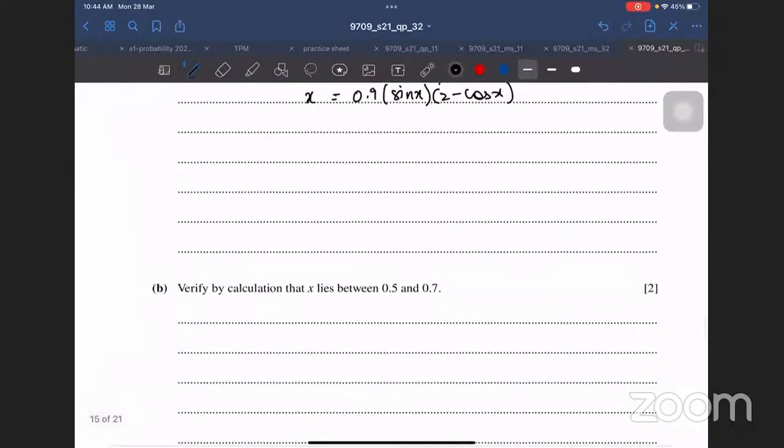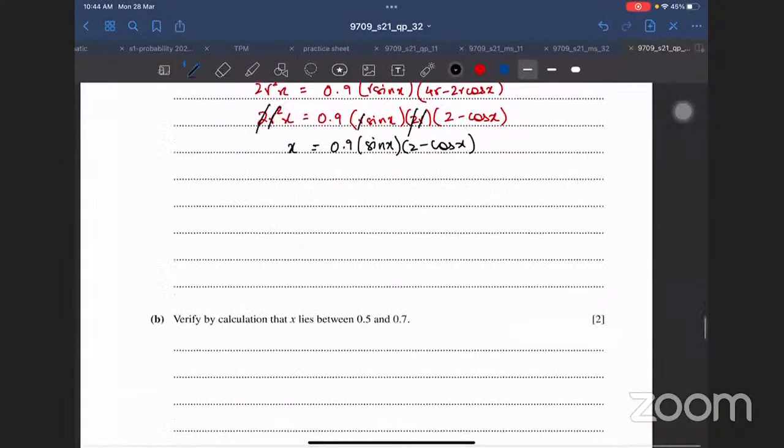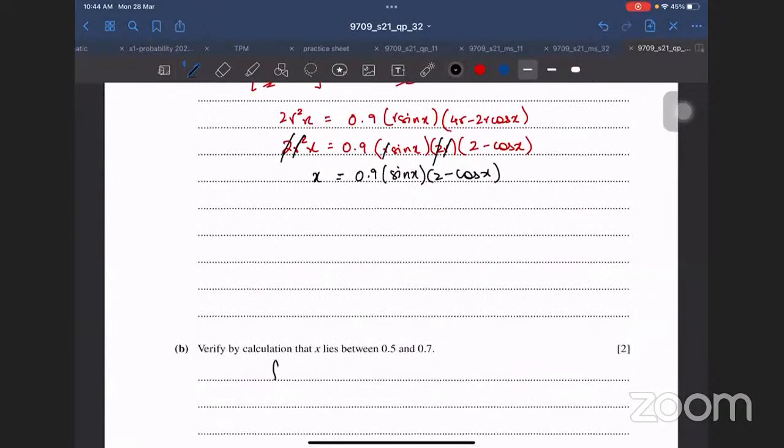Verify by calculation. What's the first step? There was 2r, yes. Right, sorry. Okay, you cancelled that way, right. I cancelled the 2, there's also a 2 on the left hand side. Okay.